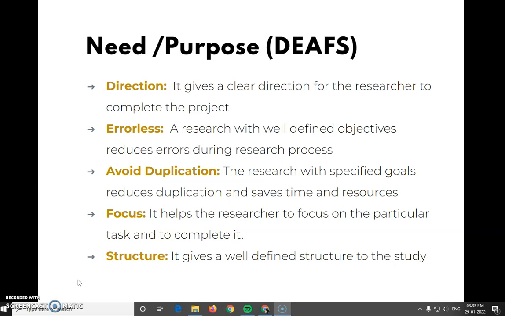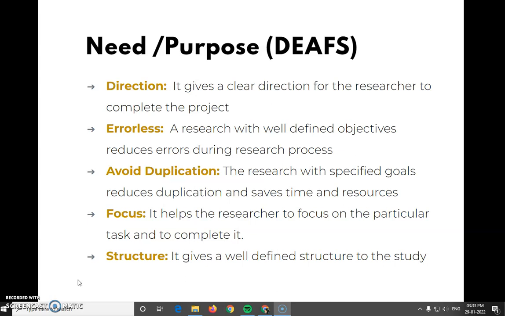The next is avoiding duplication. If you write specific goals, you can avoid duplication of the activities and you can save time and resources. If you write specified objectives, you can work towards each objective so that the time and the resources of the research are saved.